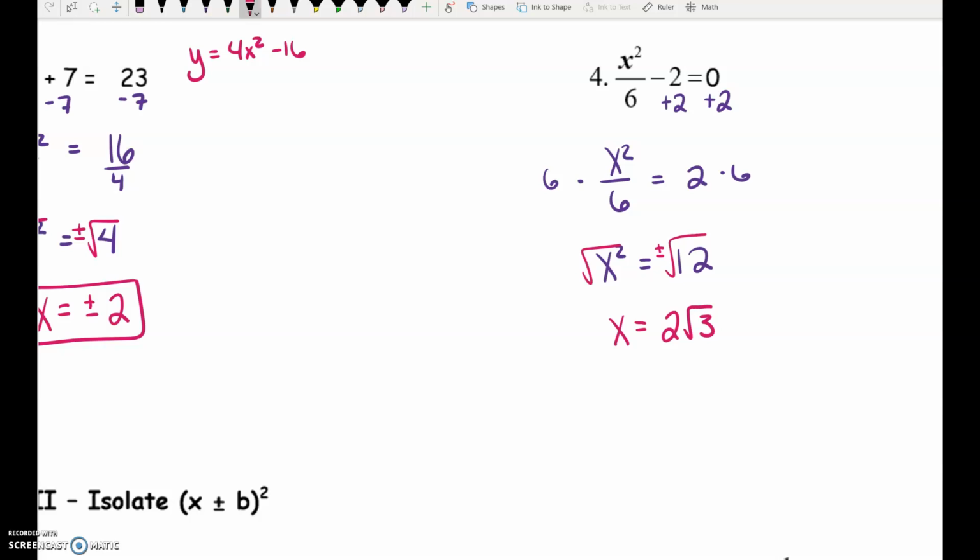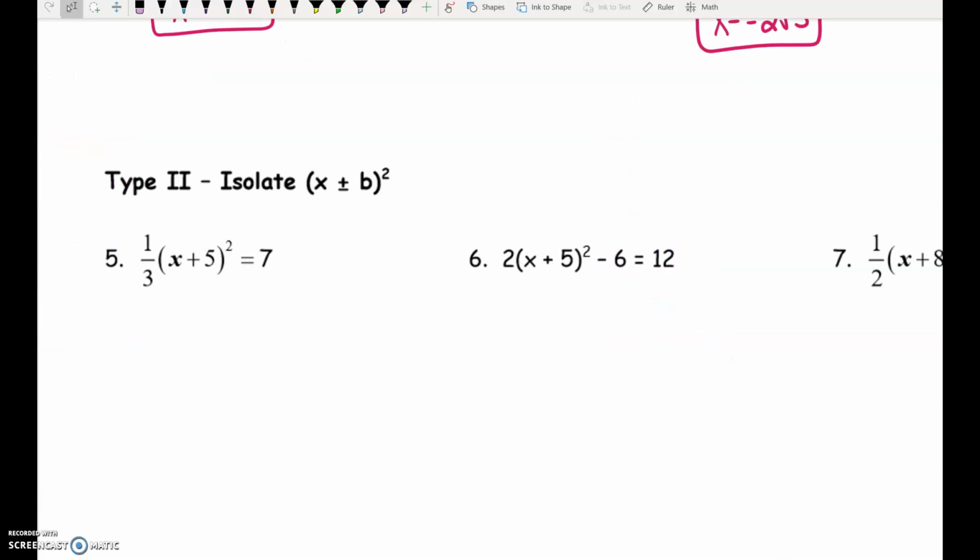We've already done the square root of 12. It's 2 times the square root of 3. I'm just kind of leaving this here for a moment to see if anybody notices my mistake. There's no plus minus. Oops, I deleted the 2. So x equals positive or negative 2 times the square root of 3.